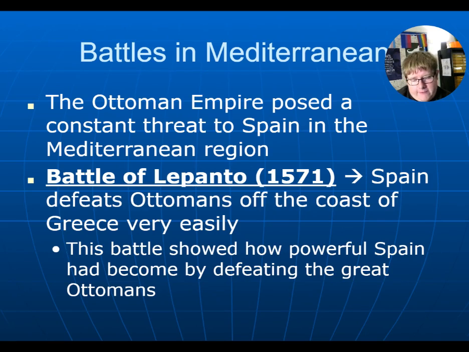Now, while this is all going on, he's also going to have to deal with some exterior issues. The Ottoman Empire, based in what is now modern-day Turkey, will pose a constant threat to Spain and the Mediterranean region, and this is going to increase to the point that it goes to war. In 1571, at the Battle of Lepanto, Spain is going to defeat the Ottomans off the coast of Greece very easily, and this battle is going to show how powerful Spain had become by defeating the Ottomans, who were one of the biggest powers at the time.